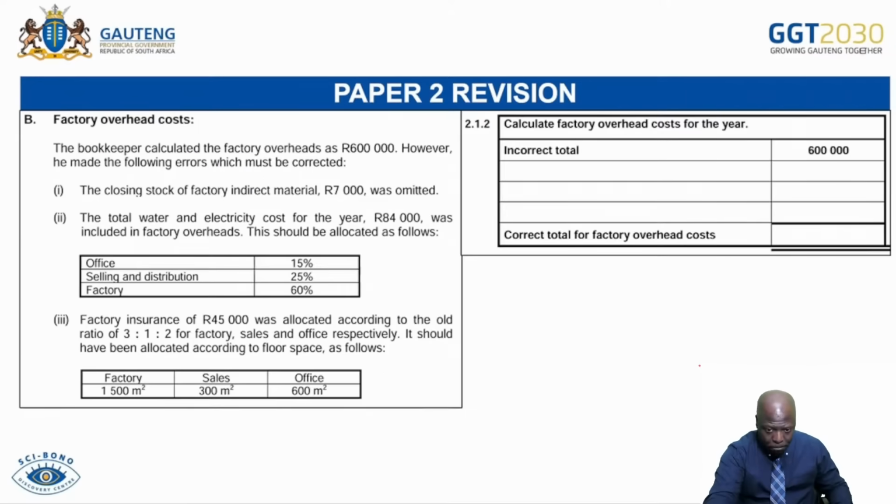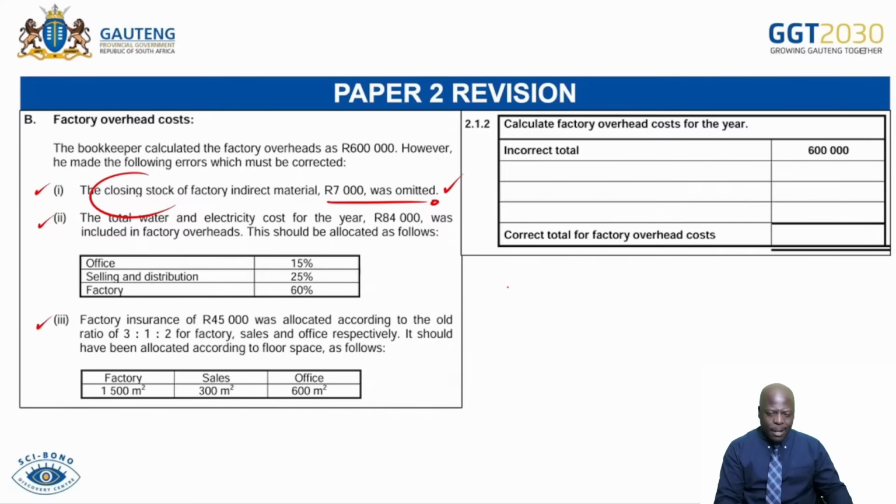Let's look at it. So we are given again an incorrect total, and we have three adjustments, as you can see, 1, 2, and 3. Let's begin with the first one. The first one says, the closing stock of factory indirect material 7,000 was omitted. Okay, so it is very key to note that when you are given closing stock, do you add it or subtract it, especially if it was omitted?